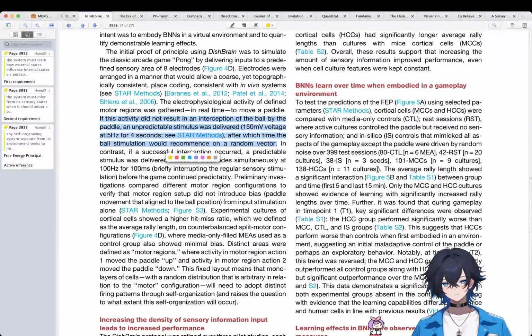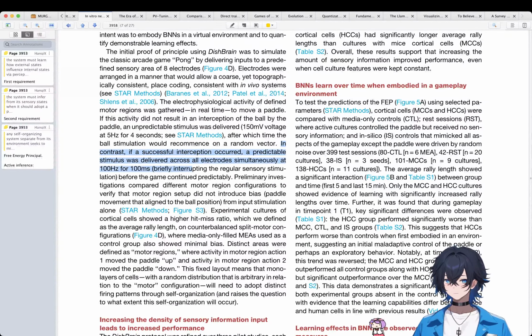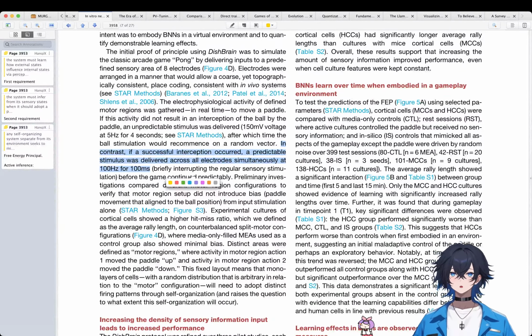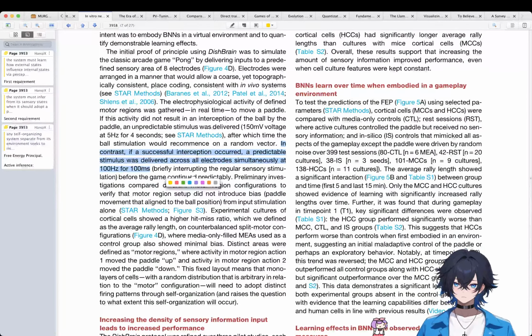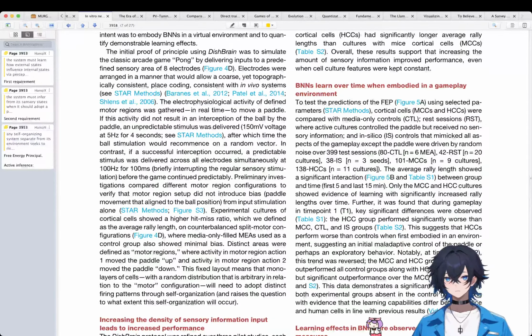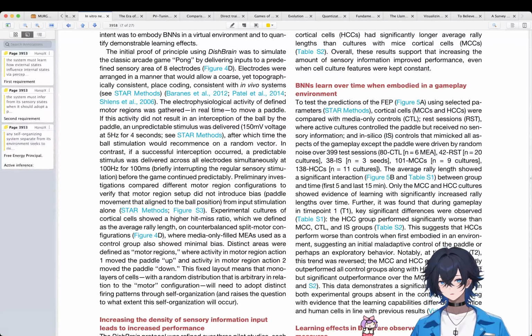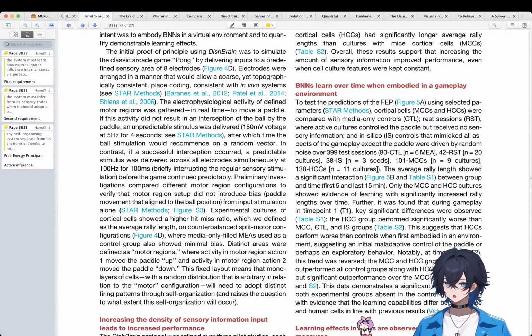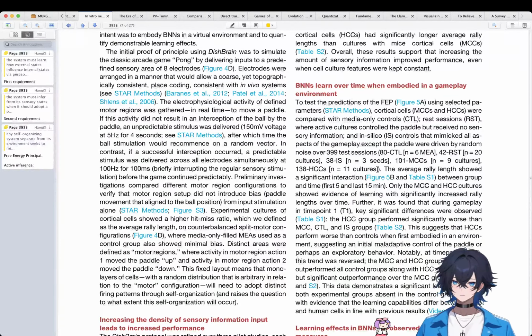Okay, but like, in contrast, if a successful interruption occurred, a predictable stimulus was delivered across all electrodes simultaneously. Okay, so I guess all of this stimulus was simultaneously delivered. Interesting. Briefly interrupting the regular sensory stimulation. Okay, before the game continued predictably. Okay. That's very different.